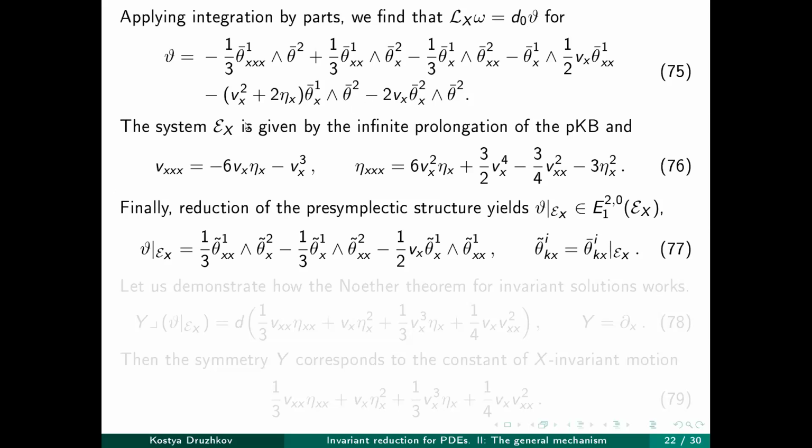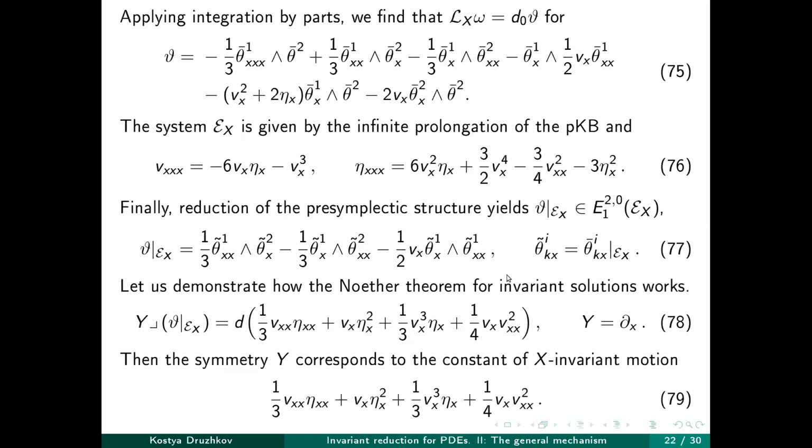And the system epsilon x describing invariant solutions is given by the infinite prolongation of the original system, plus two equations expressing the idea that the characteristic must be zero, right? So we just take the characteristic and equate it to zero. Finally, the reduction has the form 77. And this reduction is a single differential two-form, as it was supposed to be. In principle, this theta tilde denotes the restrictions of these basis Cartan forms to the system for invariant solutions.